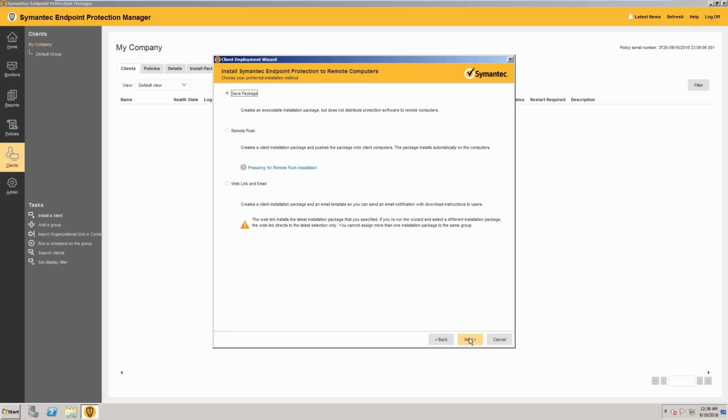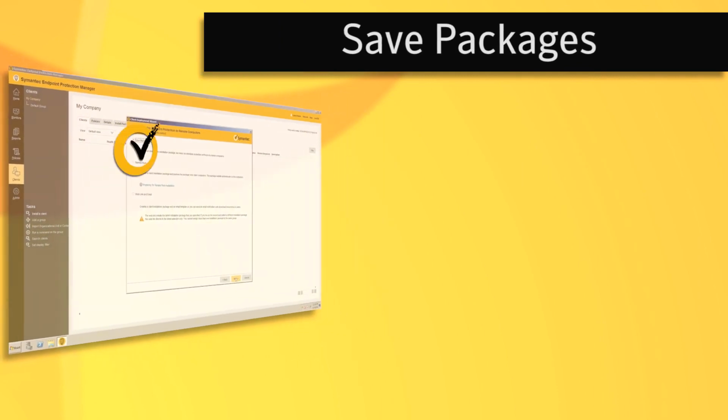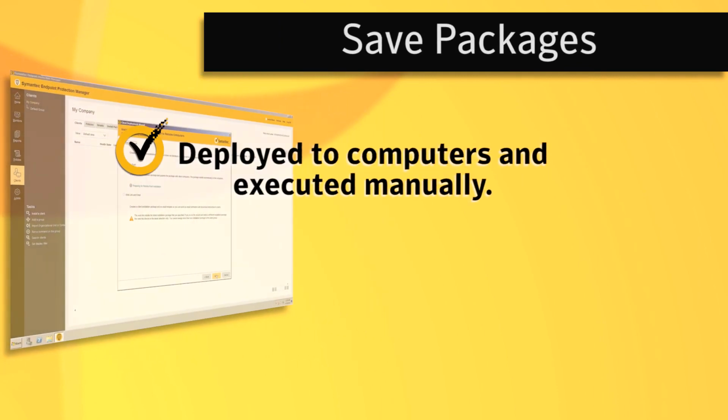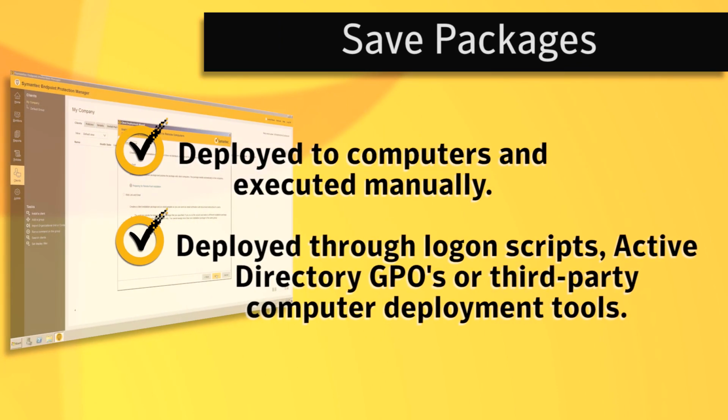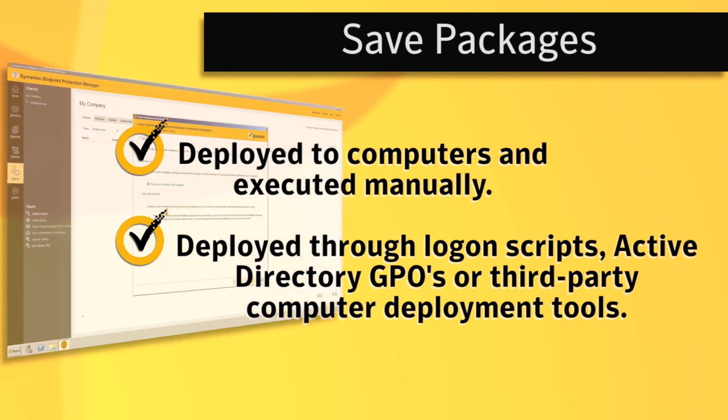The Save Package installation provides the ability to create a single executable or have the installation files placed into a folder where they can be packaged using third-party packaging tools. These packages can then be deployed to computers and executed manually, or deployed through logon scripts, Active Directory GPOs, or third-party computer deployment tools.